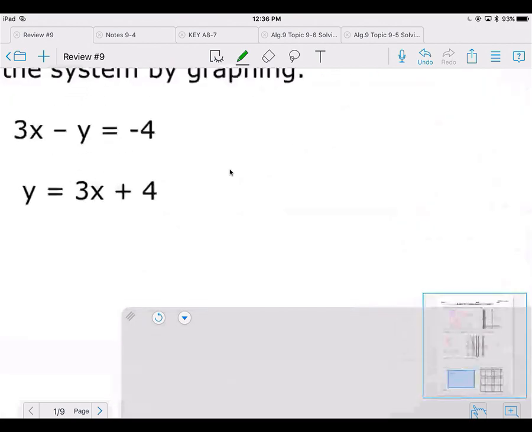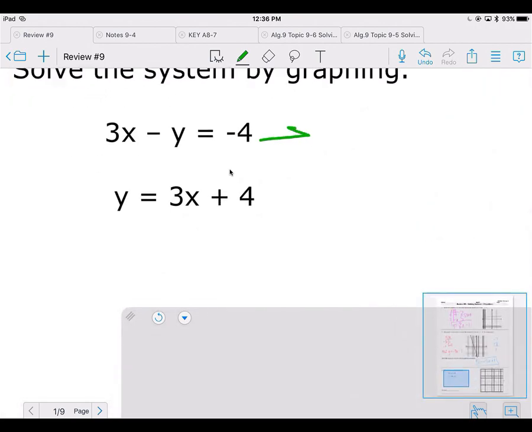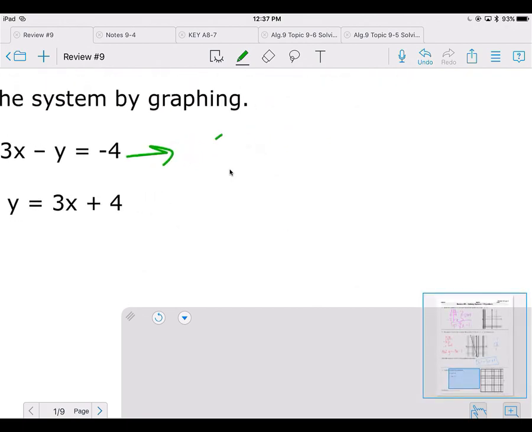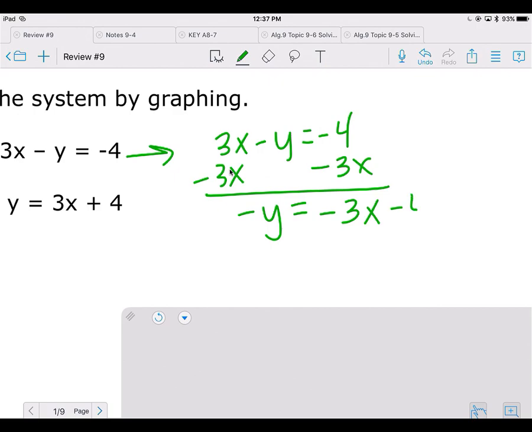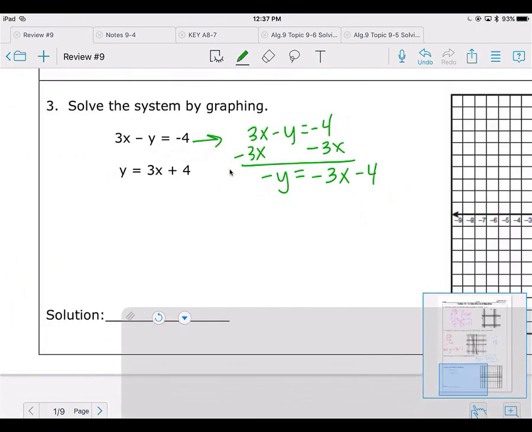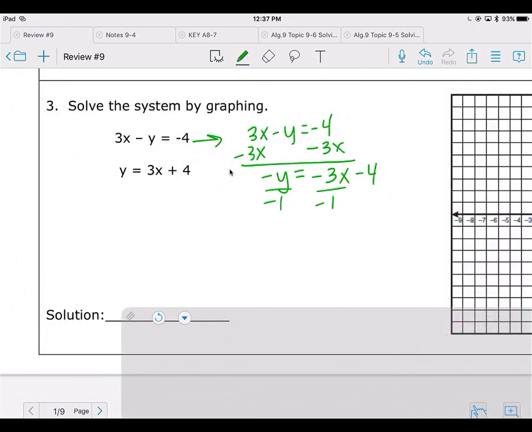Problem 3 asks us to solve the system by graphing, and this one gives us a 10 by 10 grid, meaning they want us to graph it by hand. For this top problem, I can't graph until I have solved for y, so I subtract 3x from both sides. Negative y equals negative 3x minus 4. And then divide everything by negative 1. Y equals 3x plus 4.